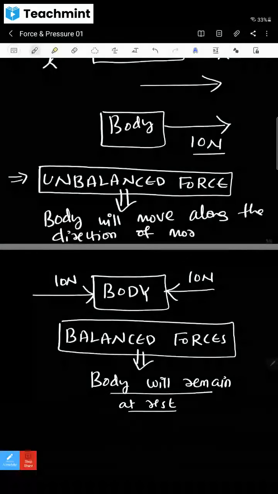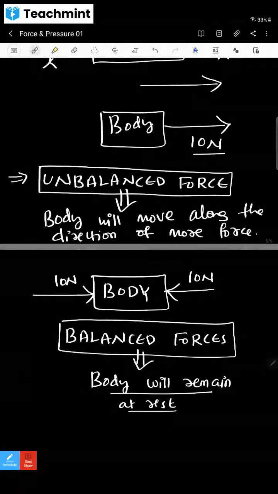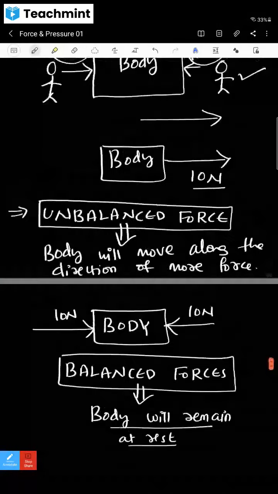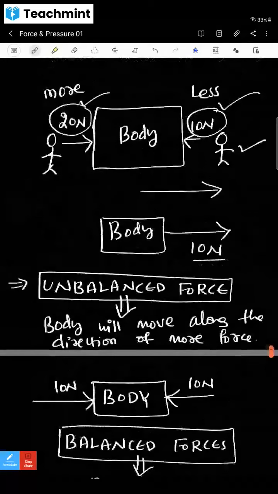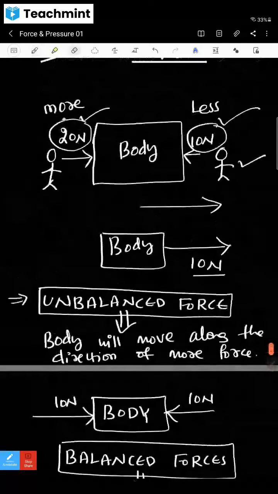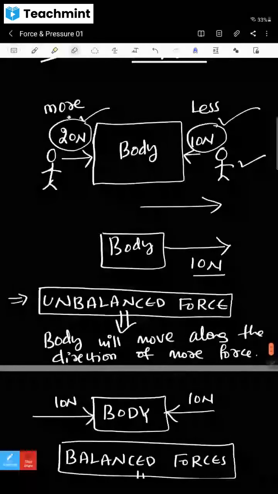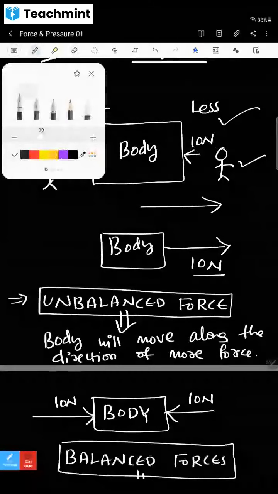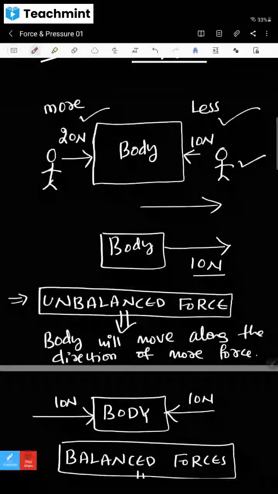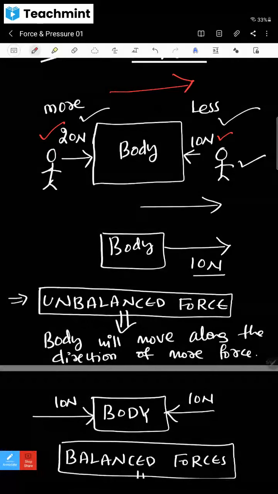In which direction more force is there? In that direction, the body will be moving. Is it understood? So look at this. Here 20 Newton is more force, and this 10 Newton is less force. That's why the body is moving in the direction of more force. More force is acting here, so that's why the body is moving here. Clear?